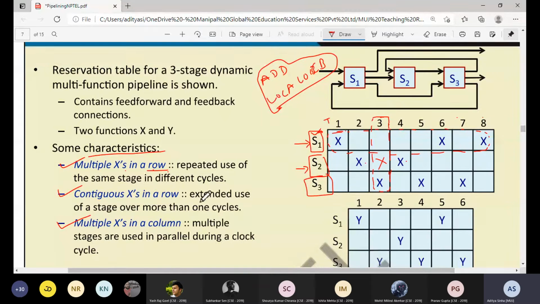Then you have contiguous x's. So this is also symbolizing कि each of these sub operations is actually happening for other time steps in a continuous manner. So if you are feeding it with continuous data, then this kind of symbolization in a reservation table is possible. So ये basically 3 property बता रहा है, तीनों चीज़ें pipelining की हैं, उनको बताने का एक तरीका है.